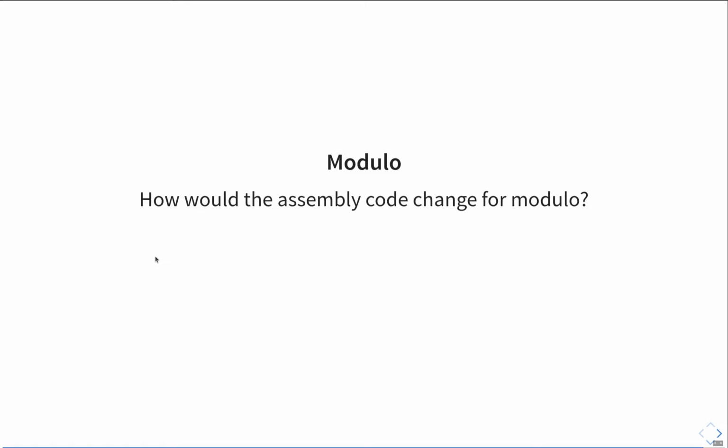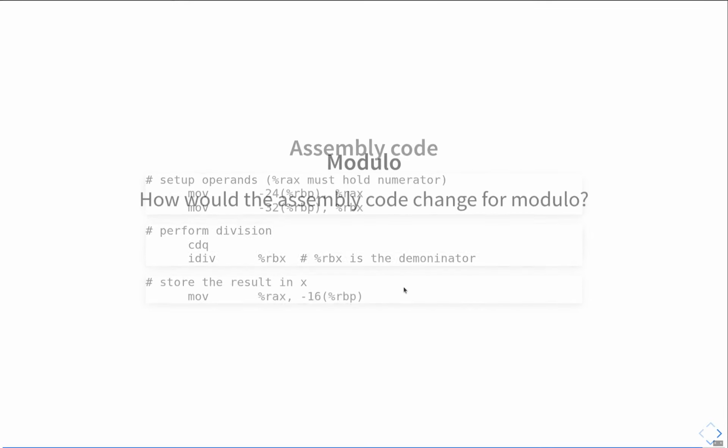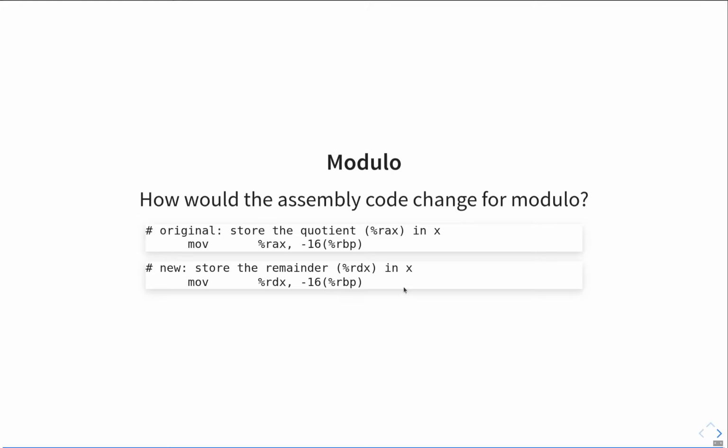And then again, how would the assembly code change for modulo? Well, all we would do differently is we would move out of the RDX register. So I think this shows it here. Yeah, just move out of the RDX register. D for remainder, I guess. That's maybe one way to remember it.